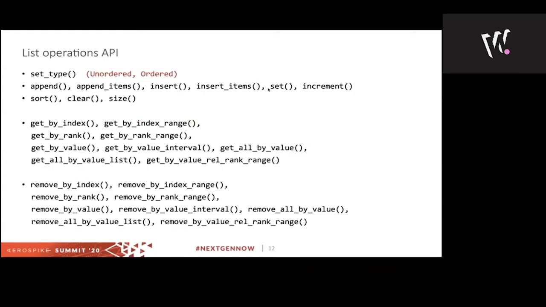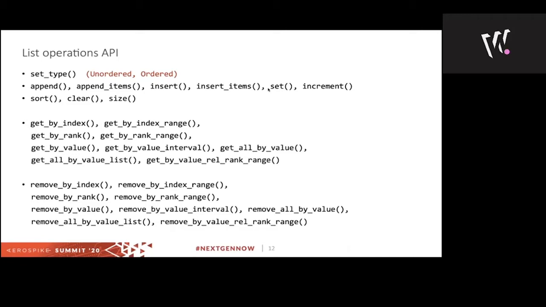This is the list operations API. You can see that it's grouped into 3 groups. One of them is write operations. They change the nature of the list. You have append and append items. The difference is, one is just singular, the other allows you to add multiple items at once.